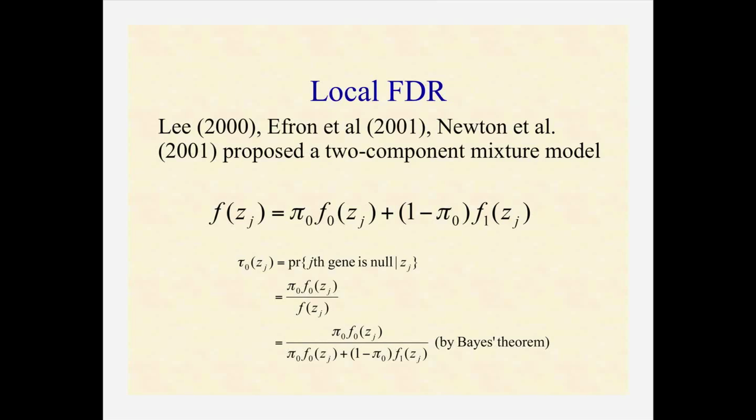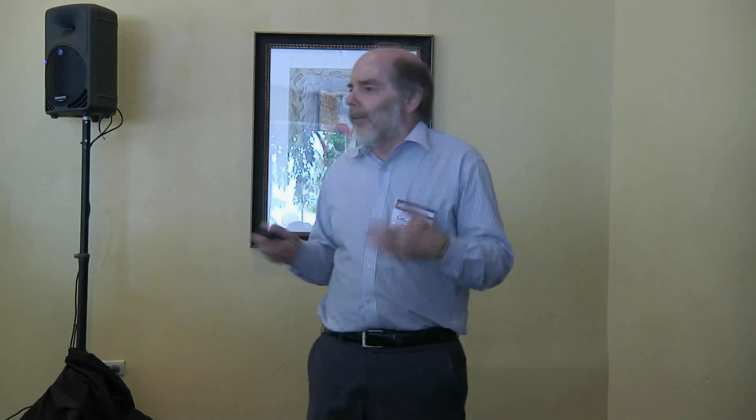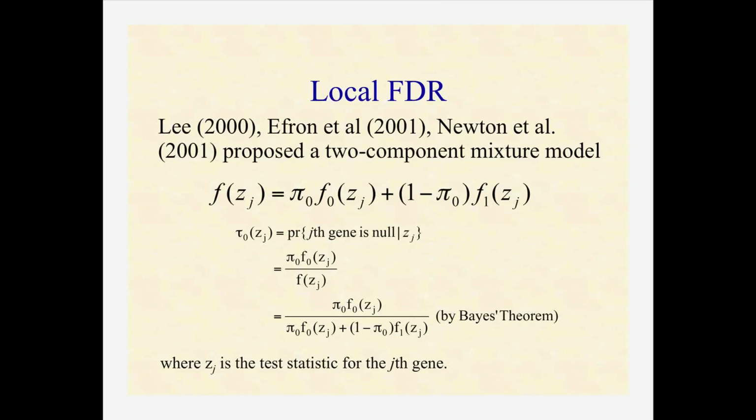Now, I want to just talk about the local false discovery rate, and as Efron says, this model perhaps is too simple to try and say one person first suggested it, but basically I think Mei-Ling Ting Lee, Brad Efron and Michael Newton were among the first to propose this two-component mixture model. I've been working with mixture models for many years now, so when I saw this I took additional interest in what was going on.